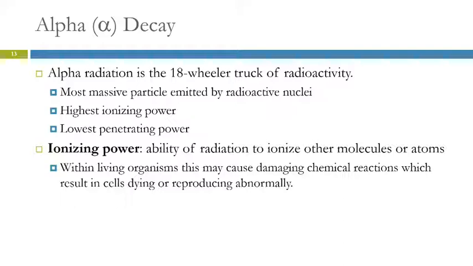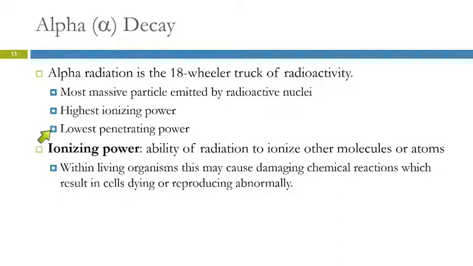And in a living organism, this can cause a lot of havoc. If you've got things that are supposed to be neutral molecules and suddenly they become ions, then they're going to behave differently, and your carefully balanced system is going to get messed up. So this can cause cells to die or to reproduce abnormally, which we usually refer to as cancer. So ionizing power is kind of like the amount of damage that it can do. And so you think about an 18-wheeler truck plowing into a brick wall is probably just going to blow the wall to smithereens.